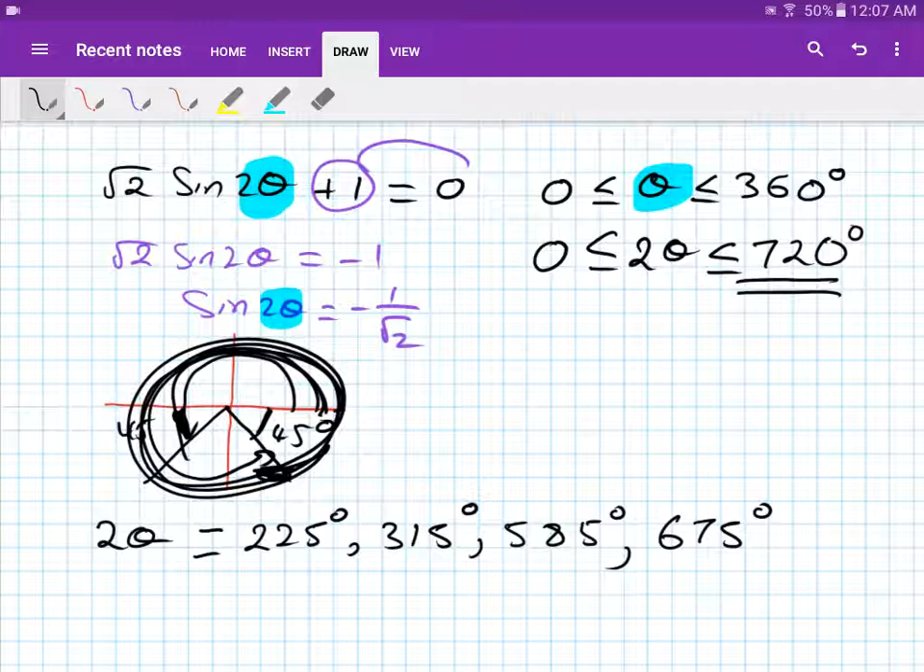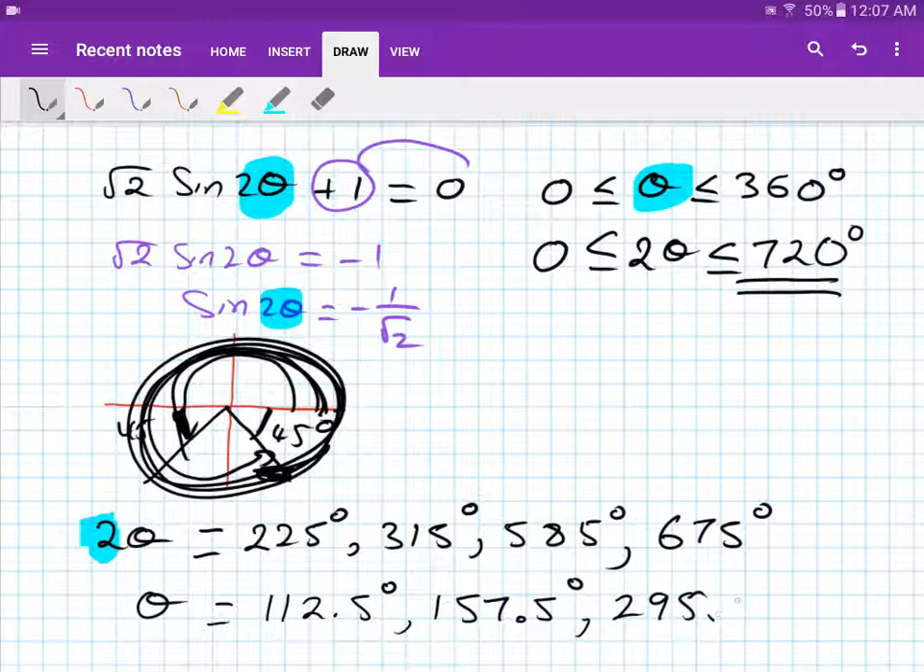Now this is 2 theta, remember that? So we need to get rid of the 2 by dividing by 2 for all of them. So therefore your final answer, theta equals 112.5 degrees, 157.5 degrees, and 292.5 degrees, and 337.5 degrees. That's your final answer.